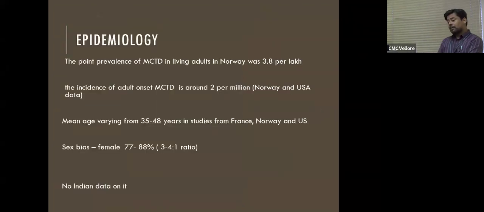So coming after the classification criteria or the diagnostic criteria, the point prevalence of MCTD in India is actually not known. What we have is data from Europe as well as from the US. So a point prevalence is around 3.8 per lakh. So it is actually similar to what data has shown in India. Actually, a lupus prevalence was calculated. Only one study in 1993 has been done by Malviya et al. from Delhi, and they had a point prevalence of about 3.2 per lakh of SLE actually.